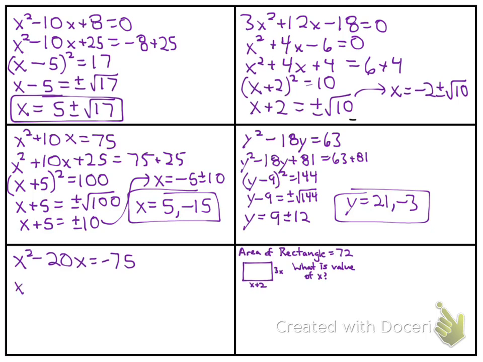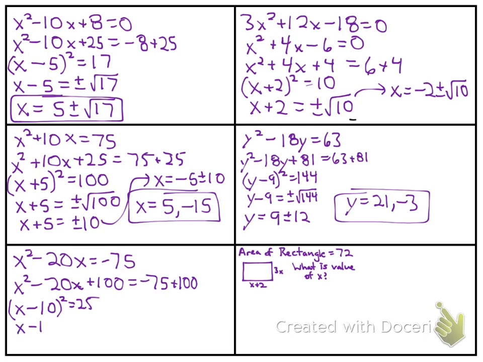For our next problem, x squared minus 20x, I'm going to add half of negative 20, which is negative 10. That squared is 100. I'm going to add that to both sides. We then have (x minus 10) quantity squared equals 25.